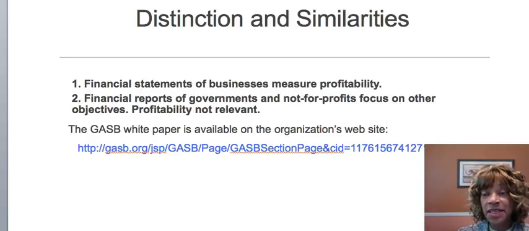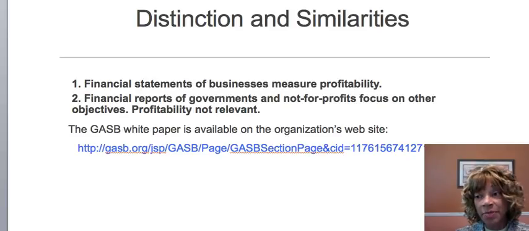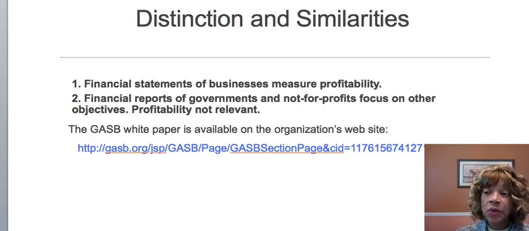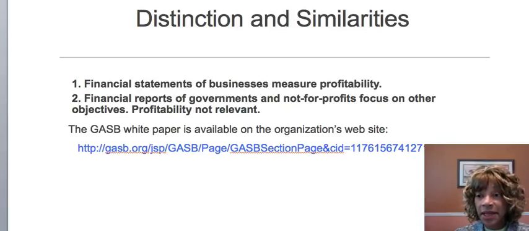The GASB in 2006 issued a white paper titled Why Governmental Accounting and Financial Reporting Is and Should Be Different. As is obviously implied by the title, it sets forth numerous reasons as to why governments are unique and therefore justified in their own standard-setting organization. In addition, the report points to several other differences in how government accounting differs from business accounting. The GASB paper is available on the organization's website.